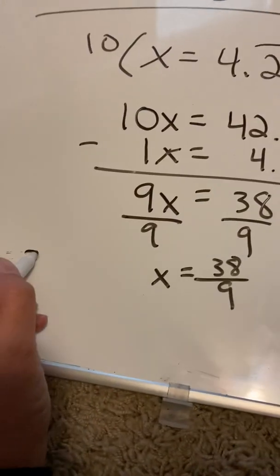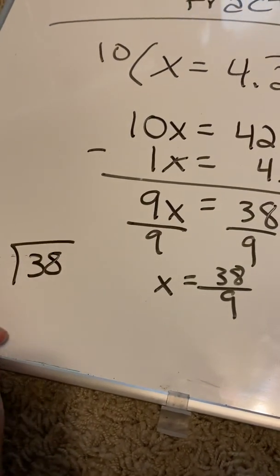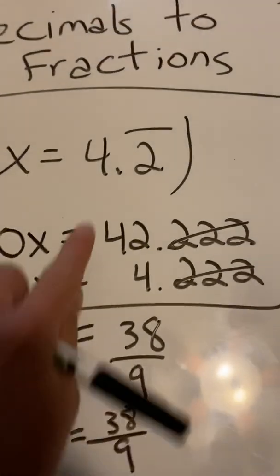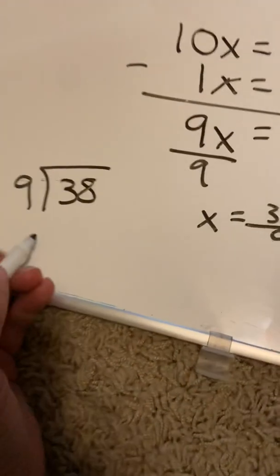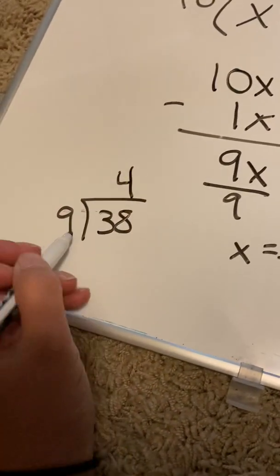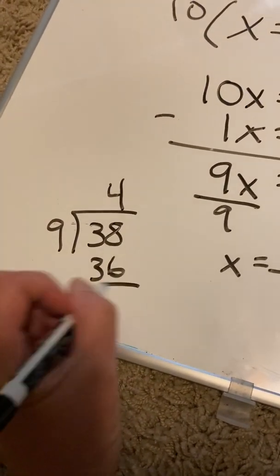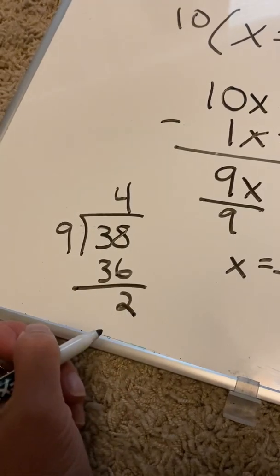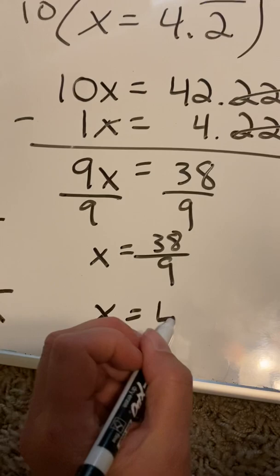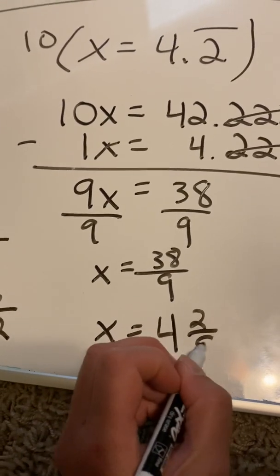Numerator goes on the inside of your division, denominator on the outside, 38 divided by 9. This is our clue. This says 4, so I know that 9 is going to go into 38 4 times. 9 times 4 is 36. I'm subtracting 36. I'm left with 2. And then I can write this out. So x equals 4 and 2/9.